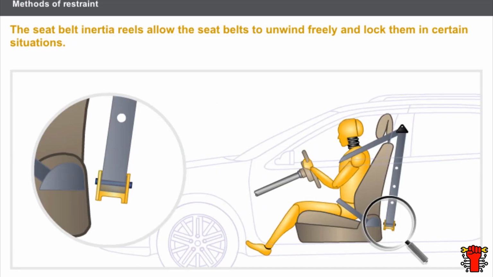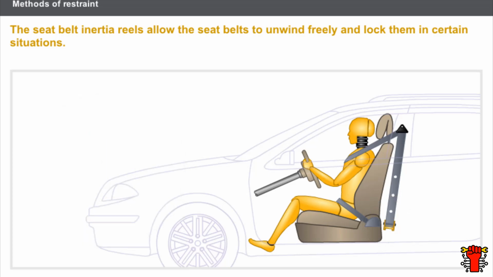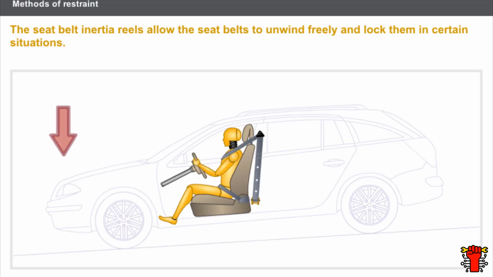The seatbelt inertia reels allow the seatbelt to unwind freely. Two situations cause the seatbelt inertia reels to lock. The seatbelt unwinding speed exceeds a certain acceleration threshold, or the vehicle's acceleration and deceleration together with its angular position.